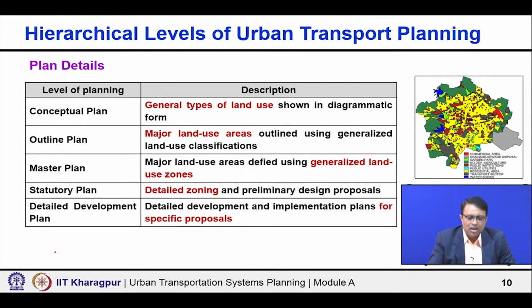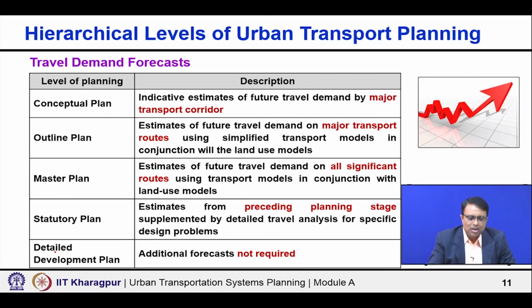Now, with this we will go to the next topic, travel demand forecast. In terms of travel demand forecast, in the concept plan we do only indicative estimates of future travel demand by major transport corridors. When we come to the outline plan, a little bit more detail: estimates of future travel demand on major transport routes using simplified transport models in conjunction with the land use model. So, we are now bringing in modeling, right, but in a simple manner.